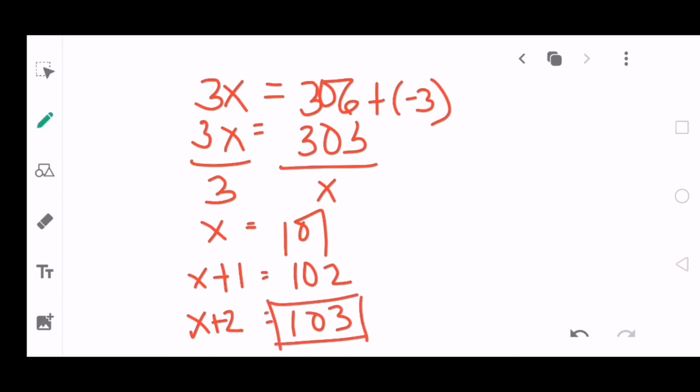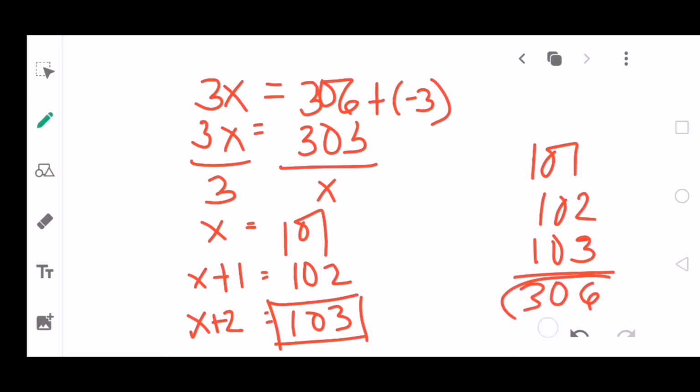Now to check if we got the correct answer, let's get the sum of these 3. 101 plus 102 plus 103 is 306. So therefore, our answer is correct.